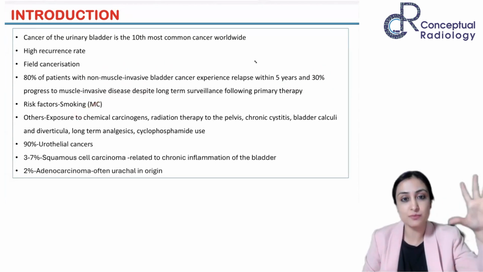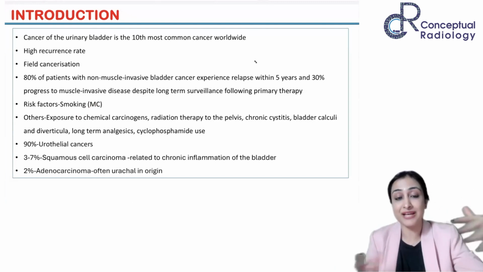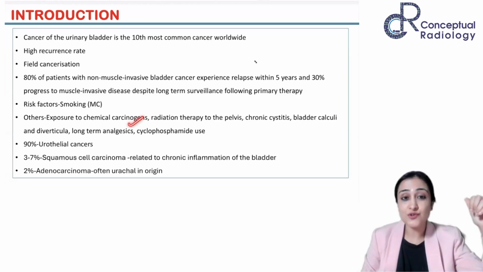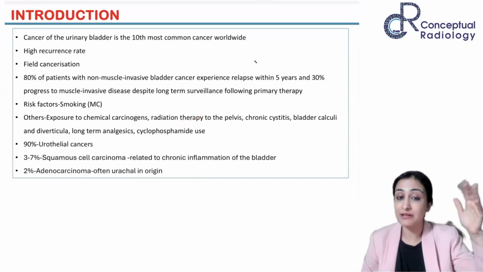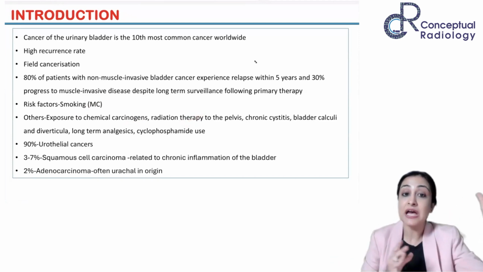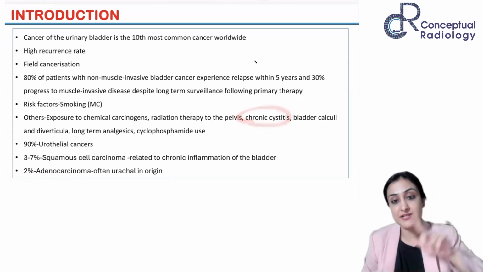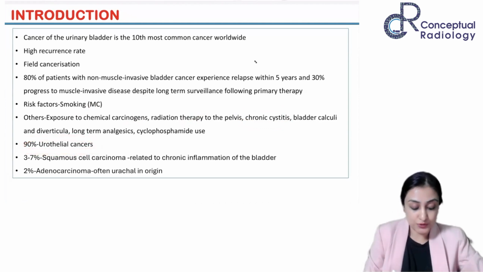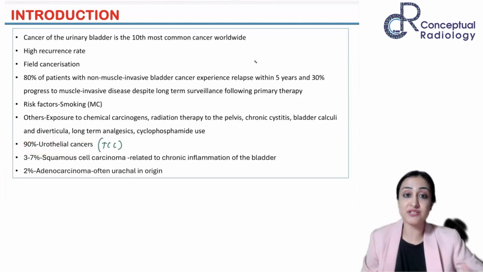Smoking is the biggest, most common risk factor for CA bladder. It affects men in the fifth and sixth decades more commonly. Exposure to chemical carcinogens like aniline dyes is another risk factor. Radiotherapy to the pelvis: if a female has gotten radiation for CA cervix, she becomes higher risk for developing bladder cancer. Chronic cystitis. Importantly, 90% are urothelial. I think you know this, that we have a transitional epithelium, and TCCs represent that.